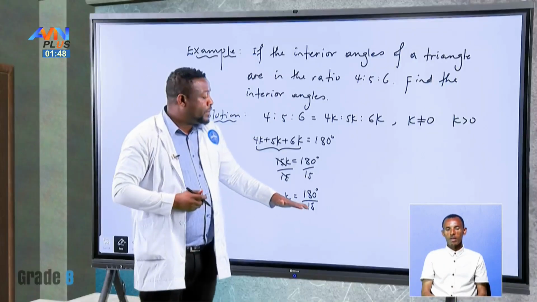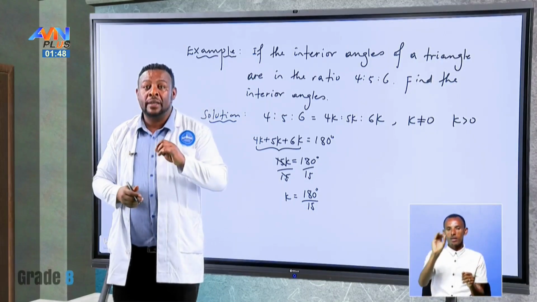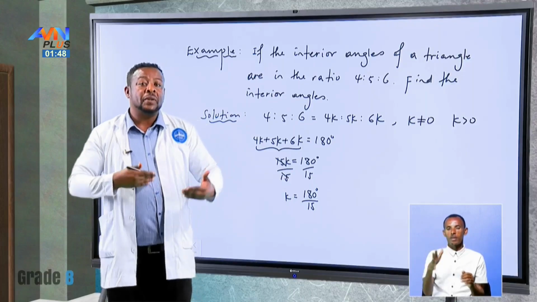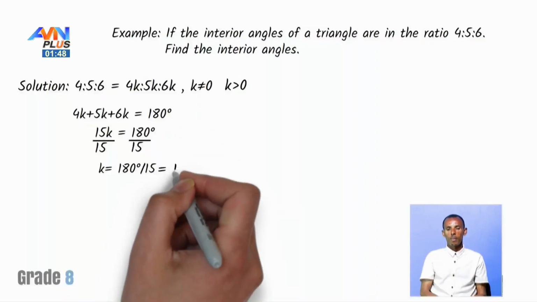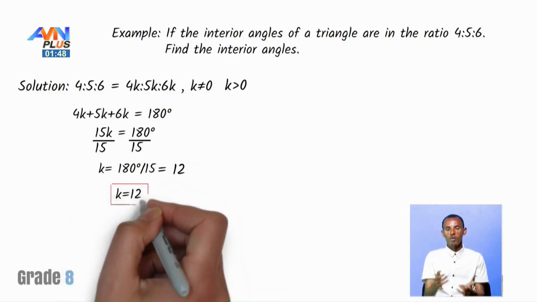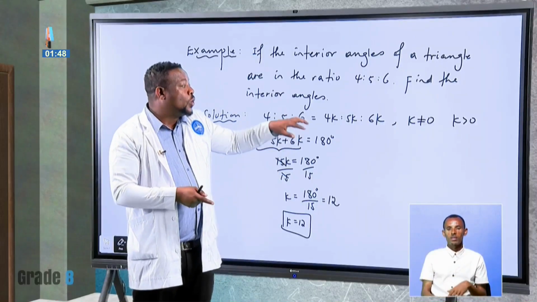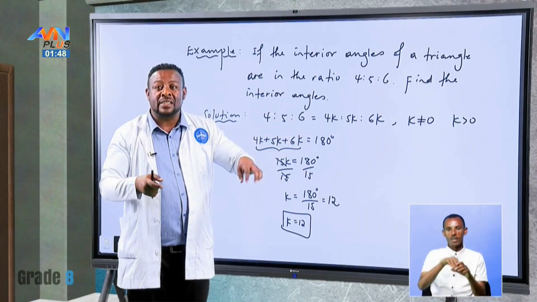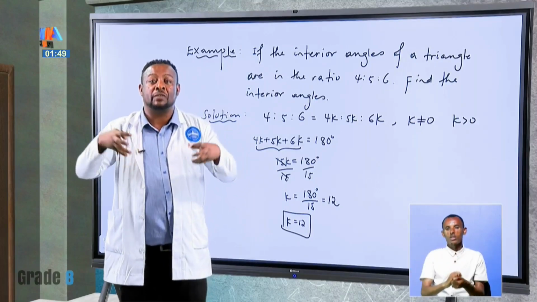Okay, whenever you divide 180 degrees by 15, the result is 12, right? The value of K is 12. K is equal to 12. Now, we have the value of K, okay? So the interior angles can be converted into their original form.